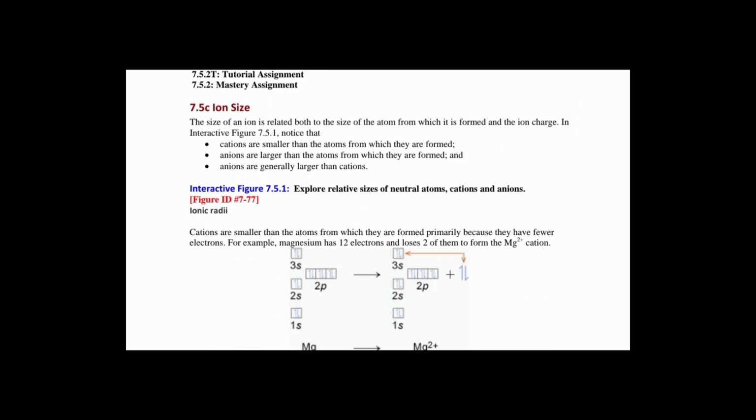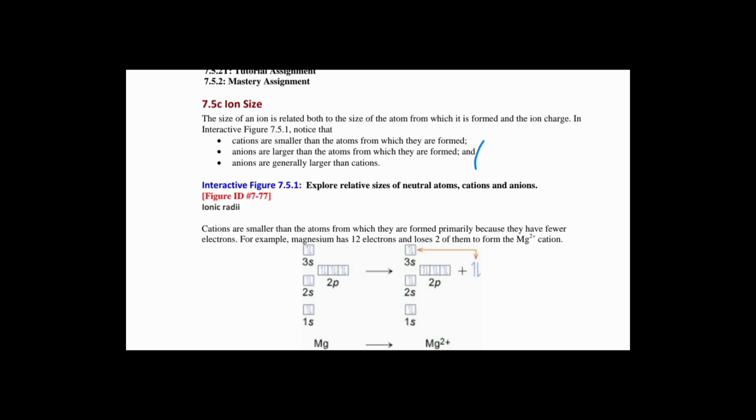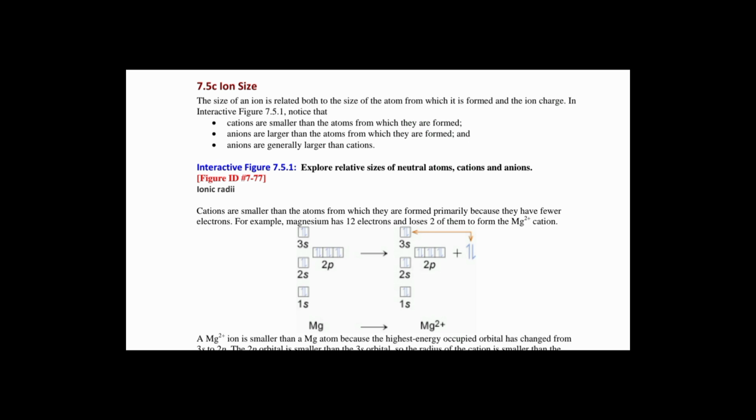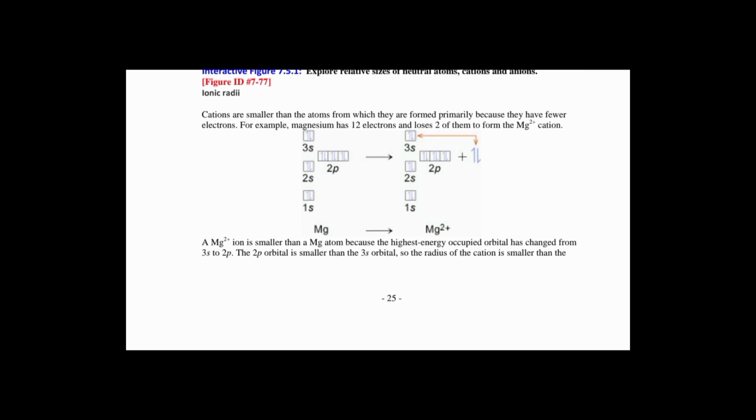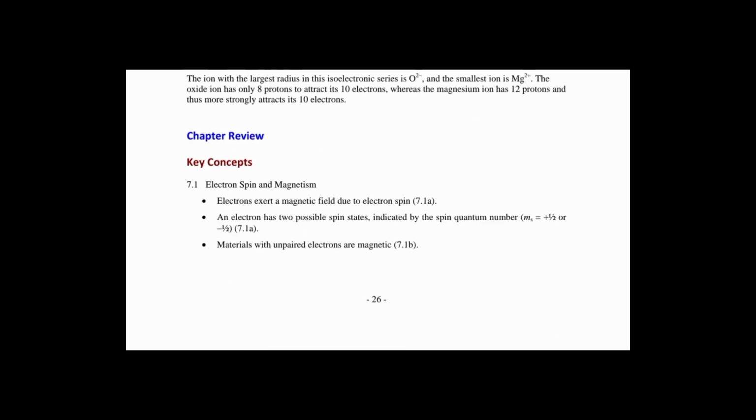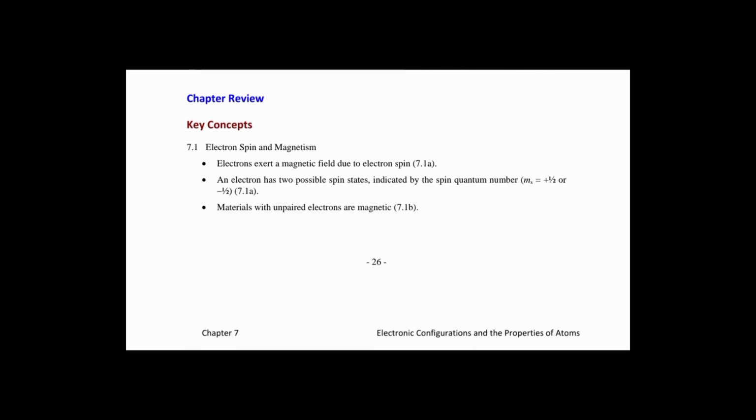Ion size. Cations are smaller than the atoms from which they are formed. If we have an atom like this, cations will be smaller than the original atom. Anions will be larger than the original atoms, like this. Because of the electron-proton imbalance, cations lose electrons, so their size decreases, and anions gain electrons, so size increases. And electron repulsion is a factor here as well. You need to revise these concepts clearly.